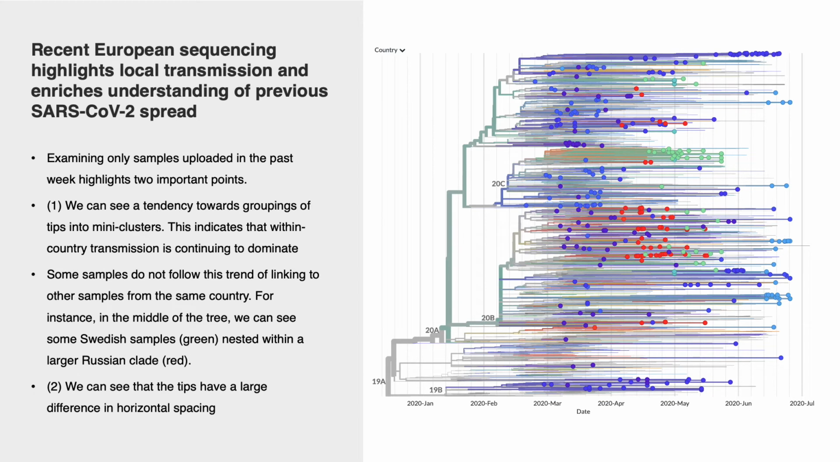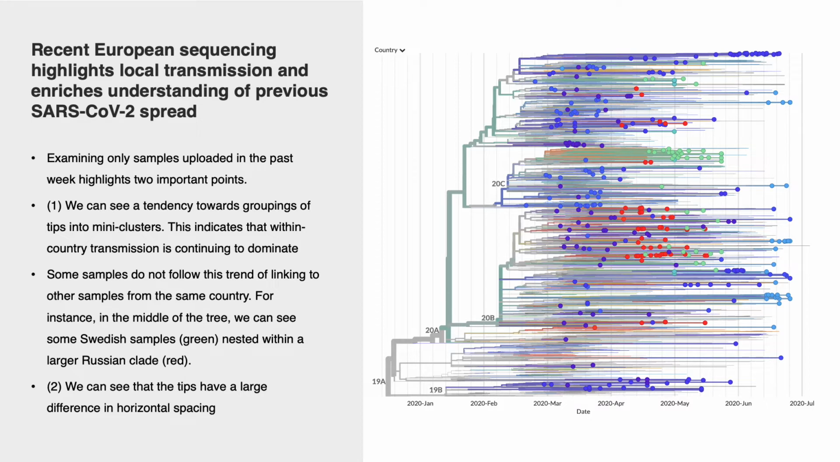Examining only samples uploaded in the past week highlights two important points. Firstly, we can see a tendency towards groupings of tips into mini clusters. This indicates that within-country transmission is continuing to dominate, likely a product of the various regulations introduced throughout Europe. The virus continued to diversify genetically during the lockdown, but was most likely to be confined to one country.